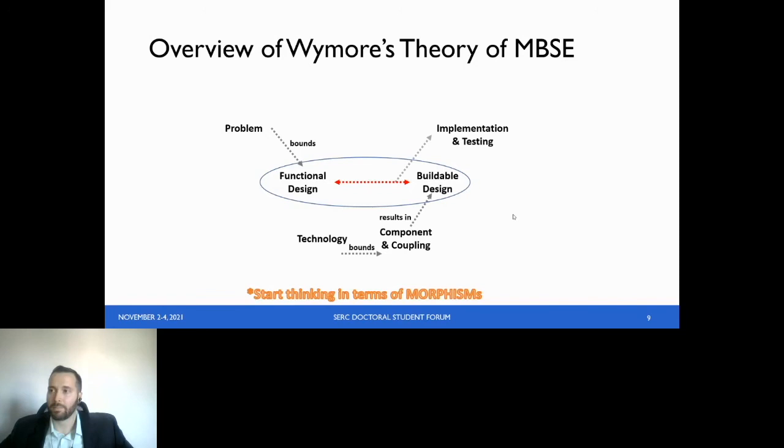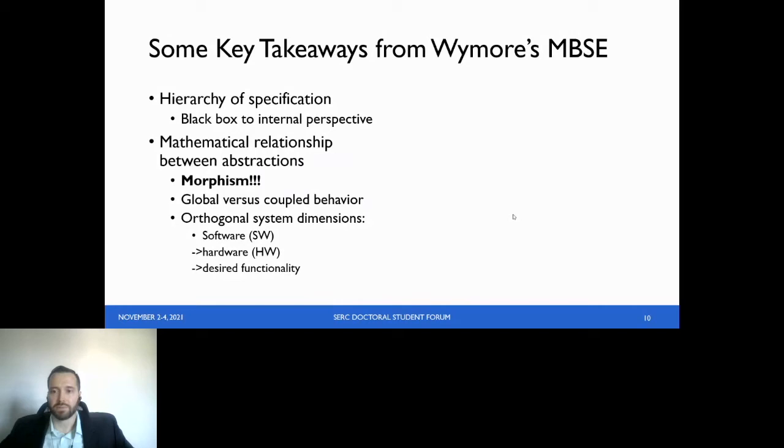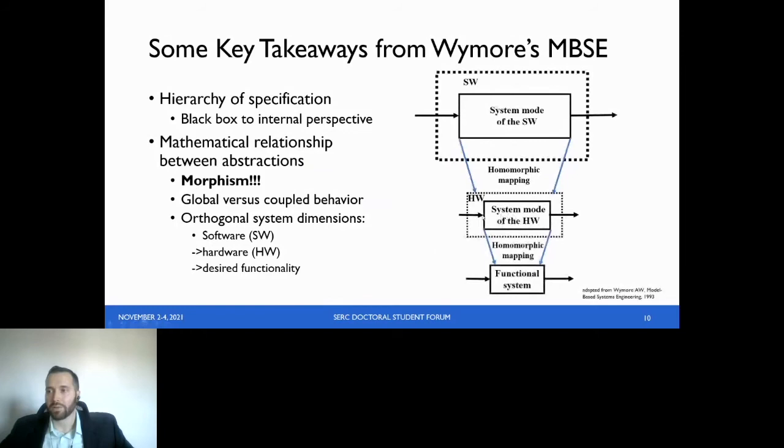Just to elaborate a little further on Wymore's theory and some of the power I've taken away from it: I took this image and more or less created it based on Wymore's MBSE book. He used the concept of a morphism to mathematically relate a software system to a hardware system to a functional system design. What he's saying is that the software system is the most elaborate, followed by a slightly less elaborate hardware design and a more abstract functional design. Whether Wymore actually said this or not, he is essentially creating a mechanism to define the relationship between the cyber and physical aspects of a cyber-physical system. And that's pretty neat. That's something we should probably be taking advantage of.